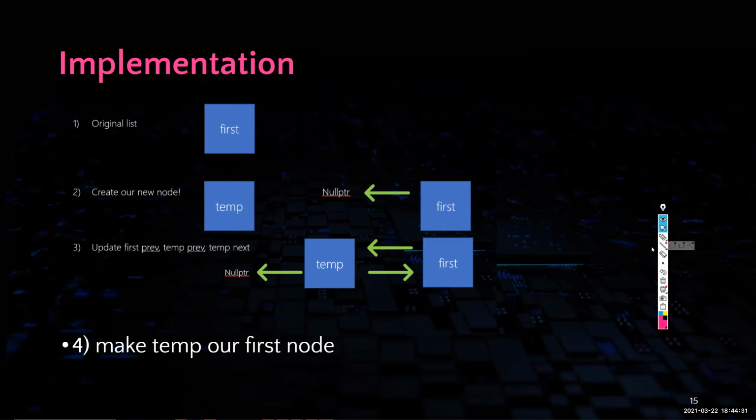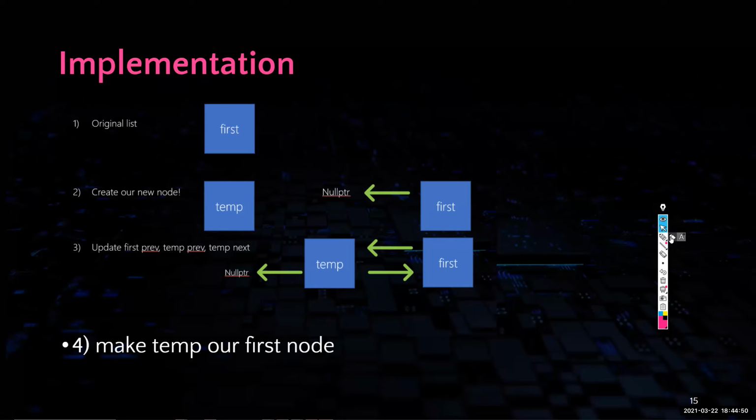Hi, I'm wondering why we need to assign first to temp, because when you use the assignment, it means that you copy the first information to temp, but the first information is only the datum, next, and previous.